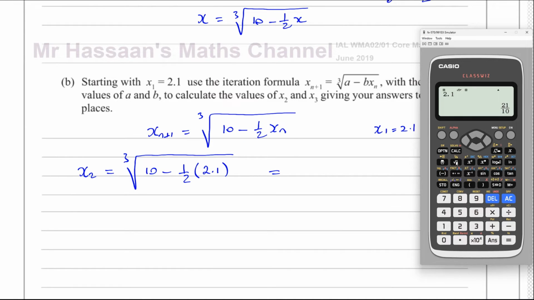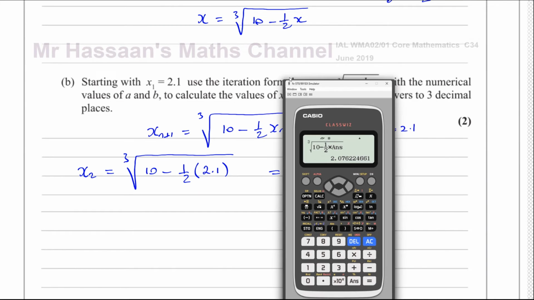So we want the cube root of 10 minus a half. Now instead of x_n, I'm going to put answer. A half, and I'll put times answer. Okay, so that's the cube root of 10 minus a half times x. x is answer. So now, because I put 2.1 and pressed equals, the answer in the calculator at the moment is 2.1. So when I press equals, it's going to give me x2, which is 2.076.